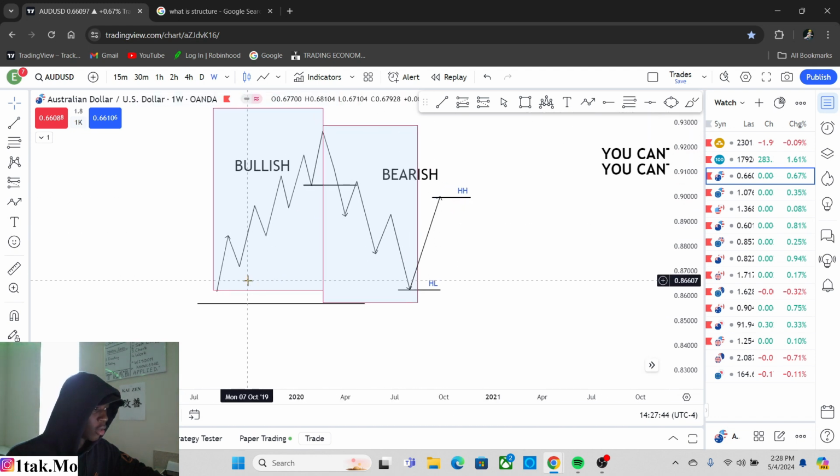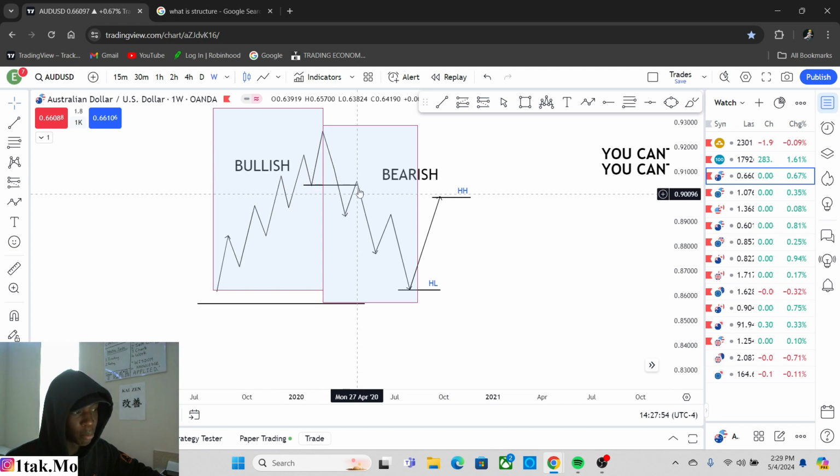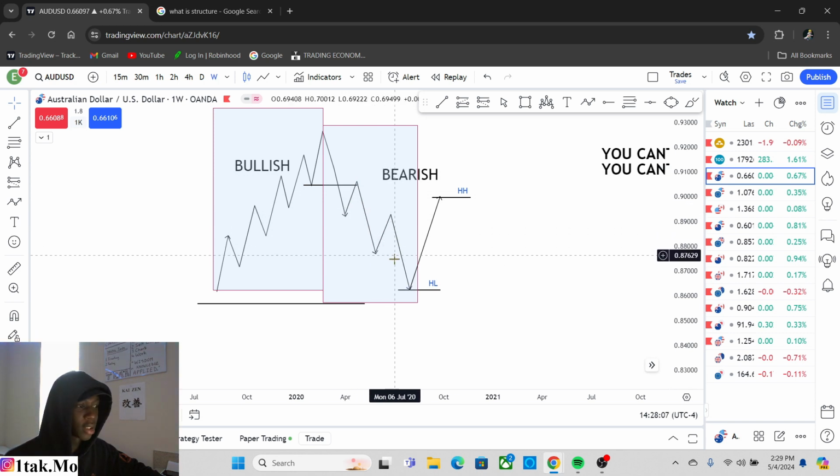So we have higher highs, higher lows, higher highs, higher lows, higher highs. Price decided to break below the higher low, making this trend go bearish, which then makes a lower low, making this one the lower high. Then price has a retracement, makes a lower high, makes a new lower low, has another retracement, a lower high, makes a new lower low.